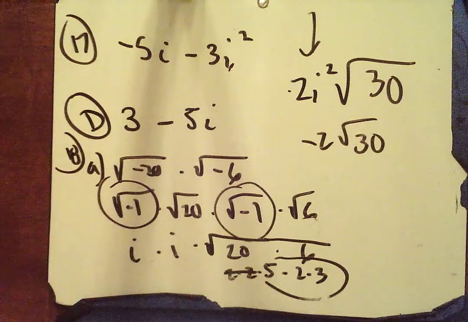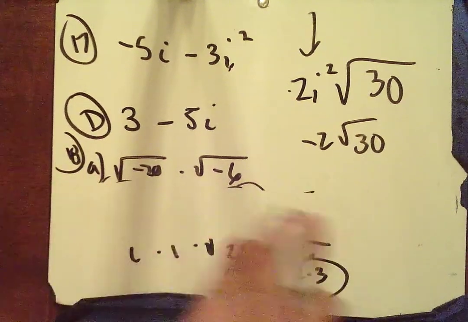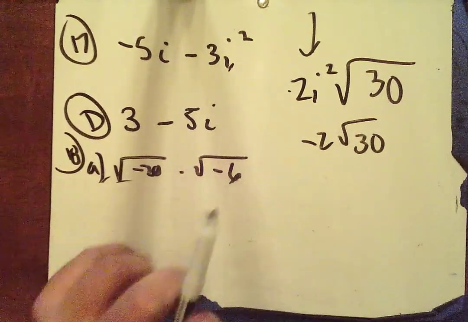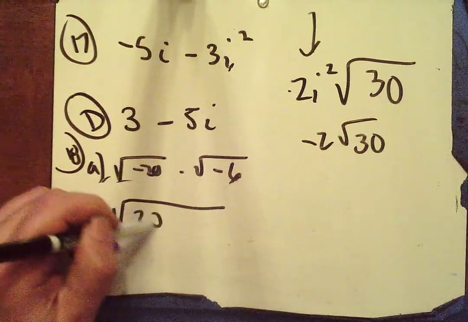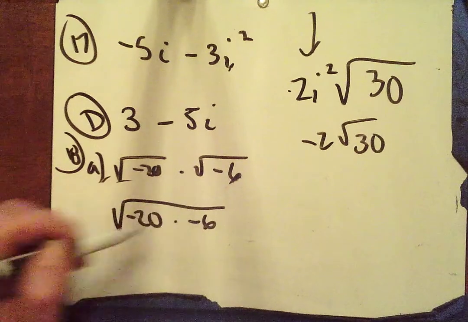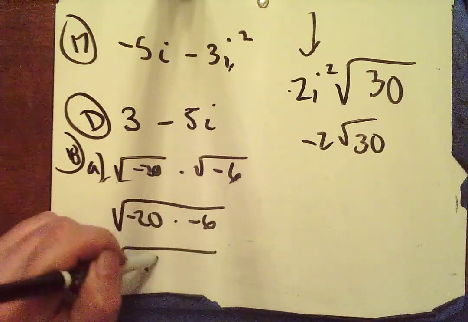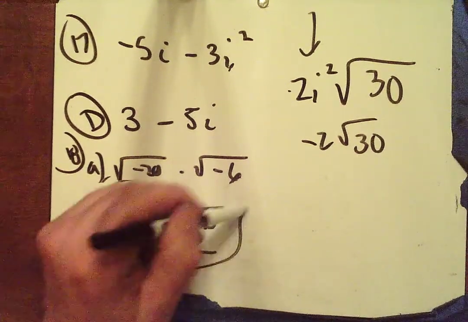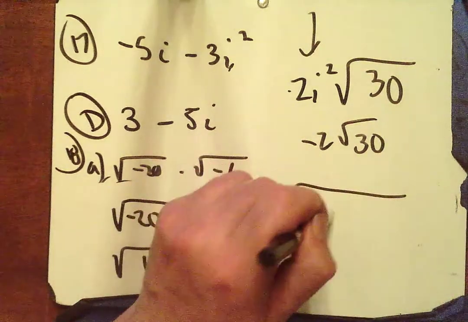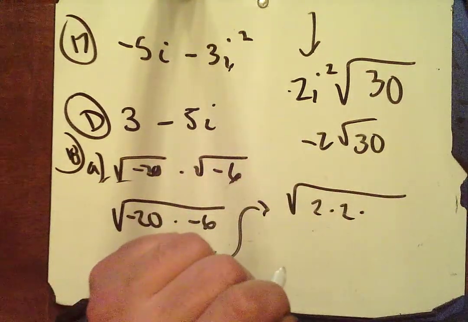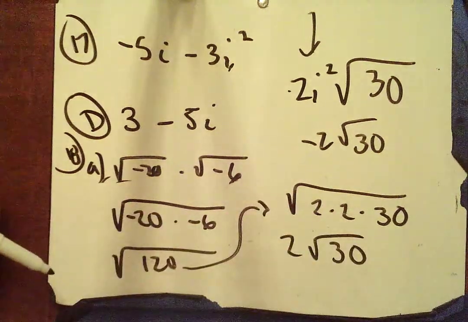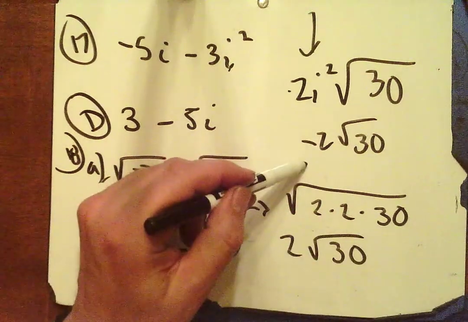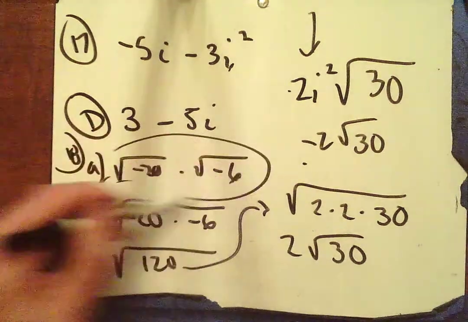Now, some people, when they do this problem, they do this. And I just want to see, does this get us the same answer? They say negative 20 times negative 6. They say square root of 120. And they say, well, that's going to be 2 times 2 times 30. And so they have 2 root 30. But that's not our answer. So guess what you can't do?